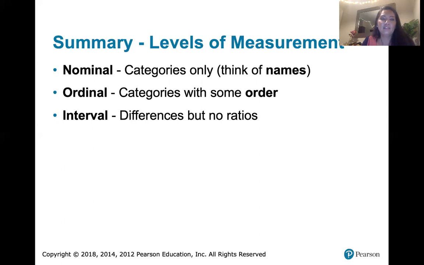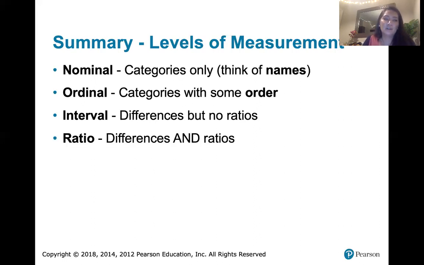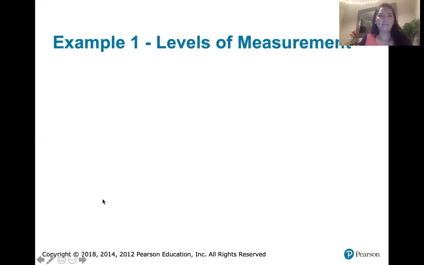Interval level of measurement is where differences make sense, but you can't use ratios. If you can't say twice as much or half as much, but differences still make sense, it's interval level data. And with ratio, differences make sense and ratios make sense. That's data that you can add, subtract, multiply, and divide. So let's look at some examples.